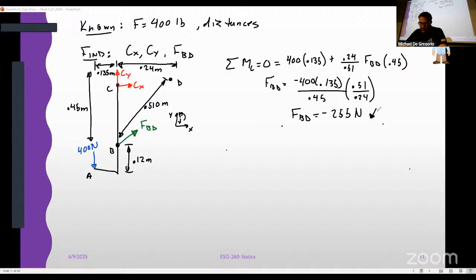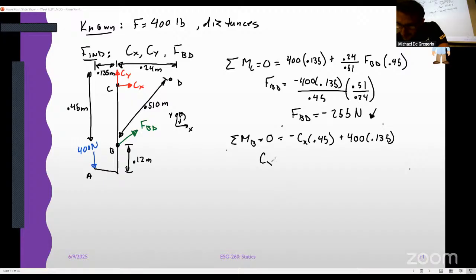Okay, now that I've got that, what should I do now? Well, I need to go after one of my C_X components, right? So I can sum the forces in the X and the Y, and that's fine. Or I could be super fancy and keep using my moment equations, which is what I'm going to do, and I'm going to get C_X directly. Turns out, in this case, we get negative C_X times 0.45 as it pushes in the clockwise direction. 400 is still positive. Solve for C_X.